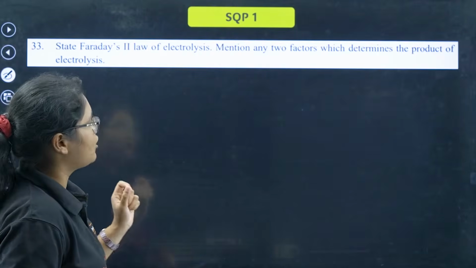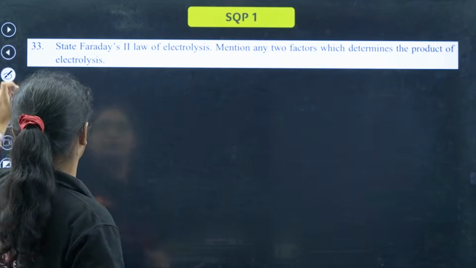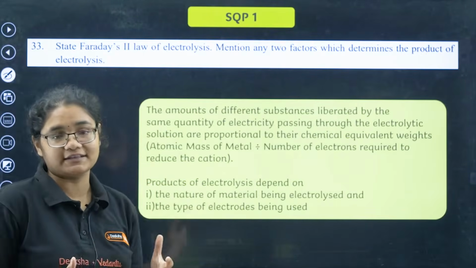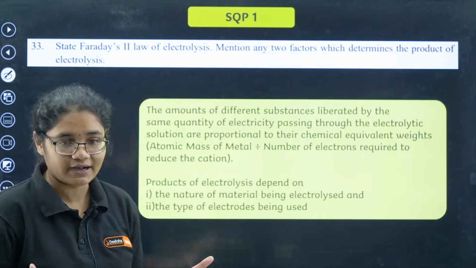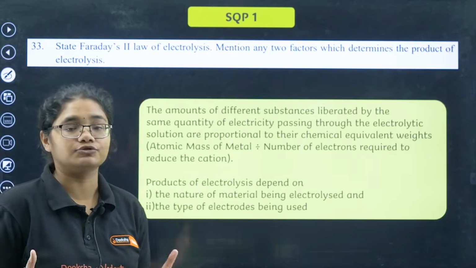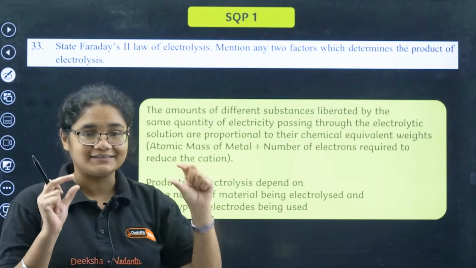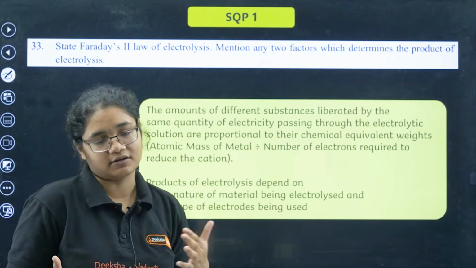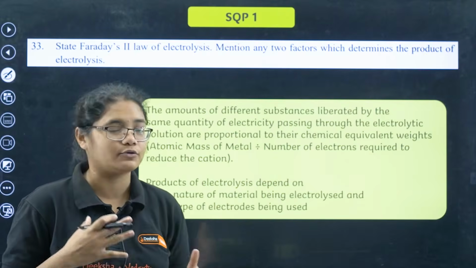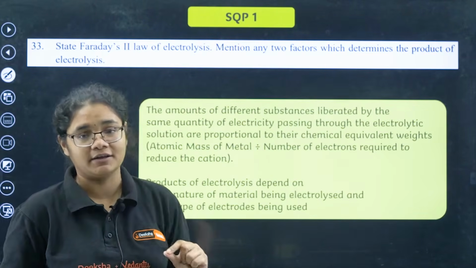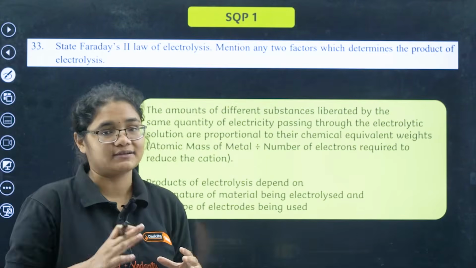Okay, moving to the next question of SQP 1 only 2025, the theoretical questions. State Faraday's second law and mention any 2 factors which determine the product of electrolysis. So Faraday's second law states that when you give the same amount of current, the mass deposited is directly proportional to the equivalent weights. I recommend you to remember the exact statement of the law from the NCERT book. Do not have your own creativity here, because laws and definitions are very critical and should be written the way it is written in the book.